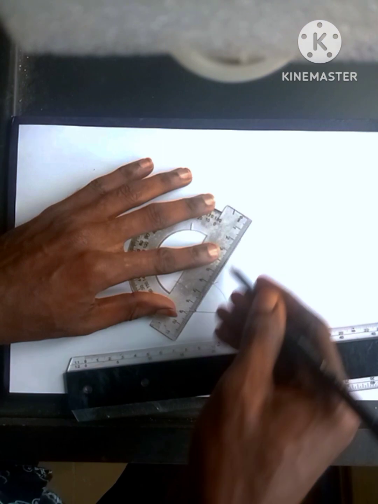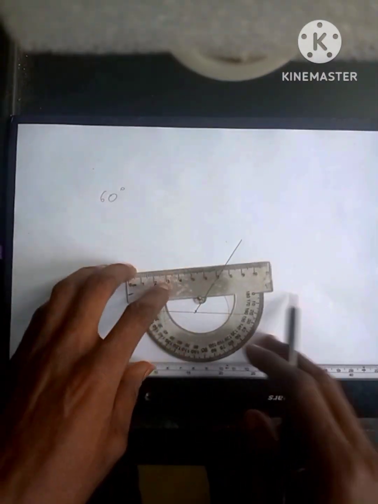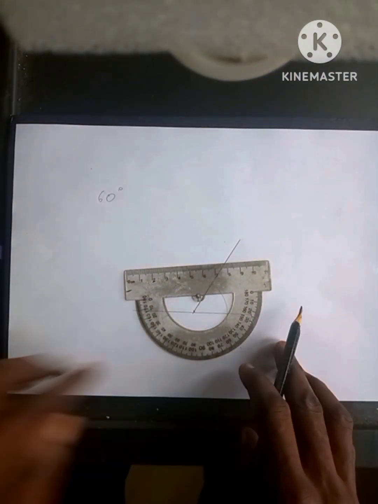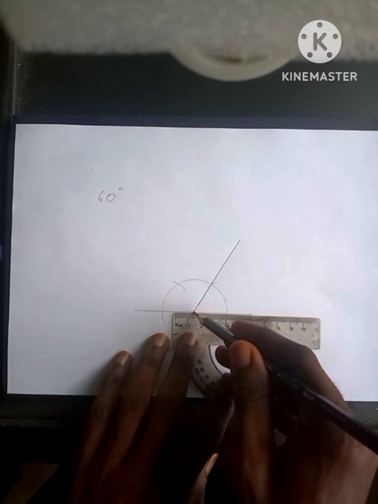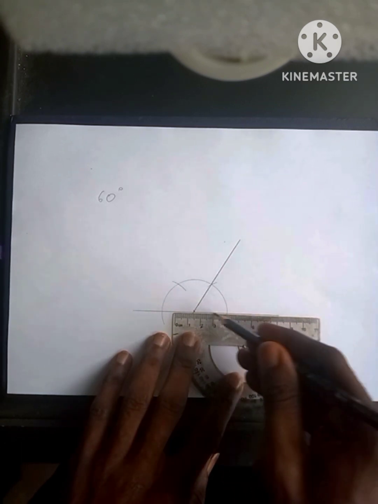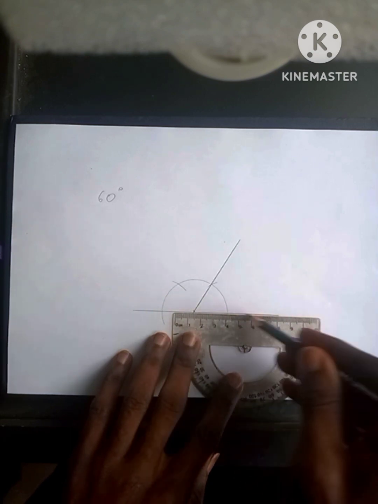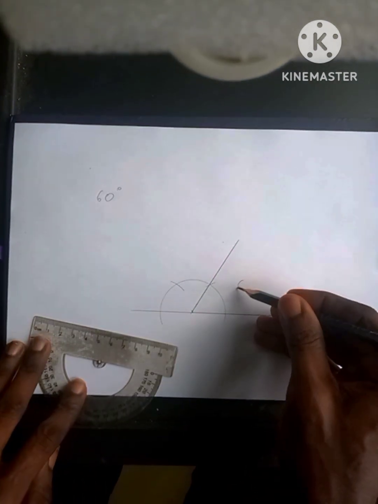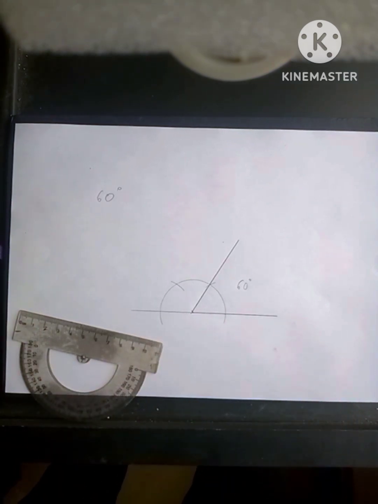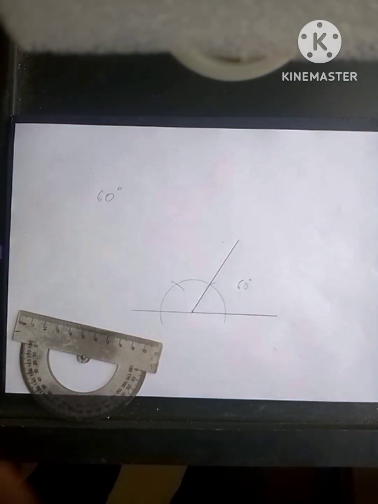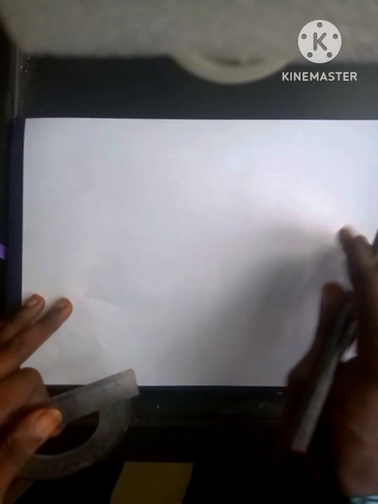Now, having gotten 60 degrees, we draw the line to join one of the arcs to the point that you marked out. Then join the other horizontal line to the side. So that acute angle gives us an angle of 60 degrees, because we divided 180 into 3 to get 60. That's the construction of angle 60 with a compass.